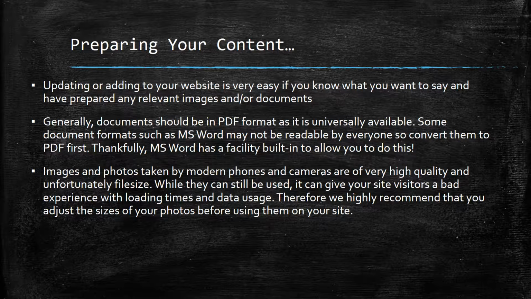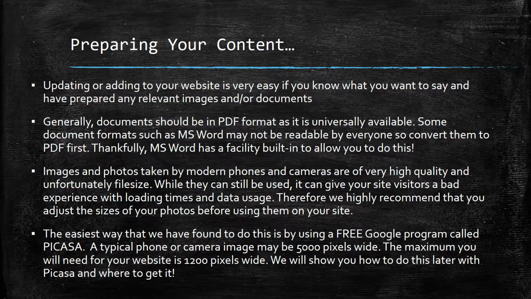Images and photos taken by modern phones and cameras are of very high quality and unfortunately file size. While they can still be used, it can give your site visitors a bad experience with loading times and data usage. Therefore, we highly recommend that you adjust the sizes of your photographs before using them on your site. The easiest way that we have found to do this is by using a free Google program called Picasa. A typical phone or camera image may be 5,000 pixels wide. The maximum you will need for your website is 1,200 pixels wide. We will show you how to do this later with Picasa and where to get it.